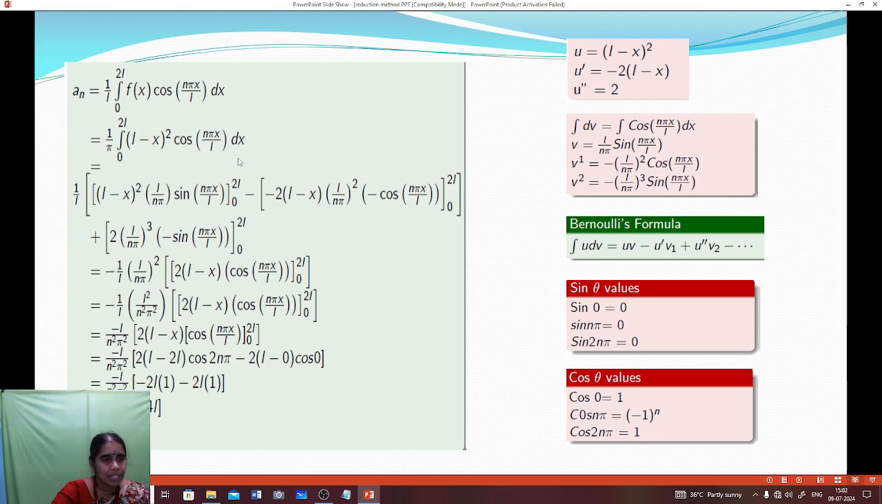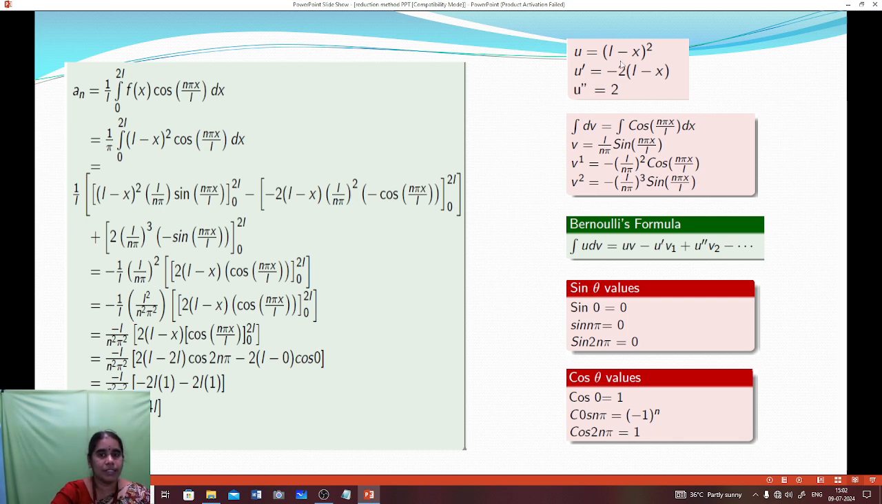This will look like a Bernoulli formula. What's our Bernoulli formula? Integral u dv is equal to u v minus u dash v1 plus u double dash v2 minus, etcetera. So we have to choose this thing as u and the remaining thing as our dv. So first, u is equal to (L minus x) the whole square. So for u dash, we are going to differentiate our u, and we are going to integrate our v.